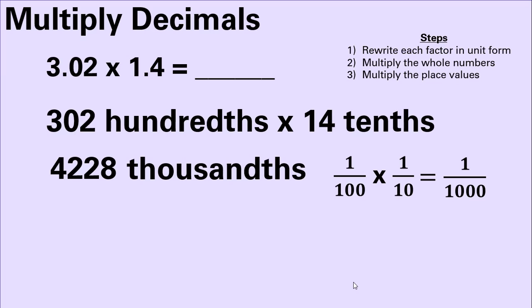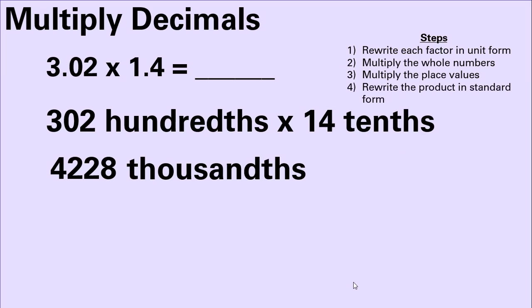So 4,228 thousandths can be rewritten in standard form by putting the 8 in the thousandths place, pushing the 2 to the hundredths place, the other 2 to the tenths place, and the 4 in the ones place. The answer is 4 and 228 thousandths.